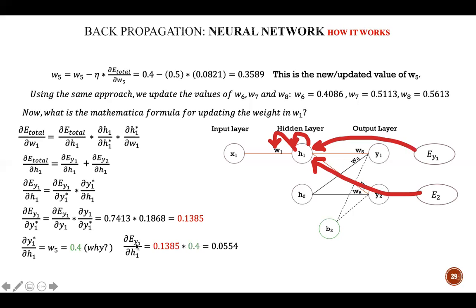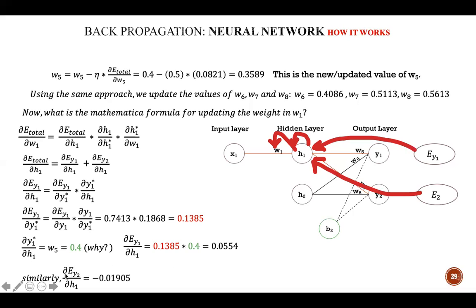And what is partial E of Y1 over partial H1? Well, it is simply equal to 0.1385, which we have calculated here, multiplied by this value here. So remember, from this we focus on this formula, and from that you go into this formula, and then this formula, and then this one.